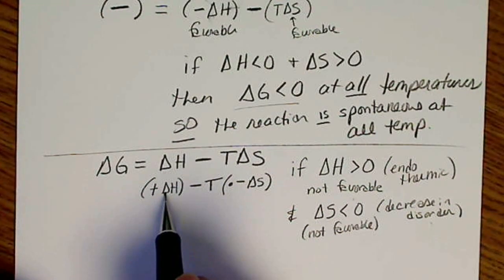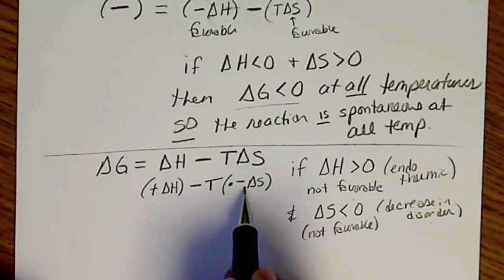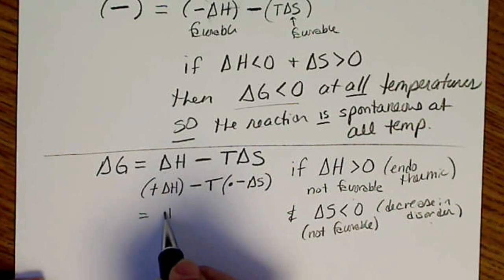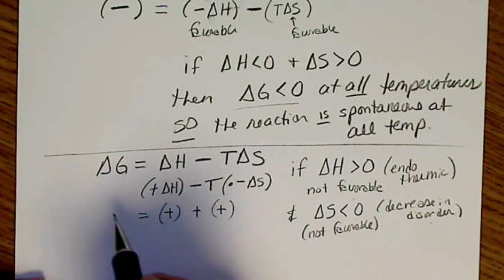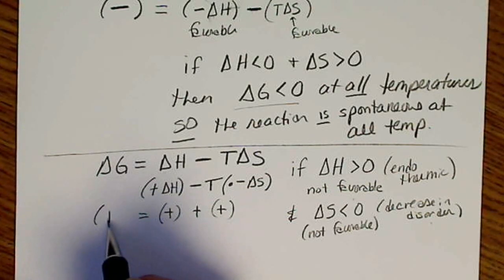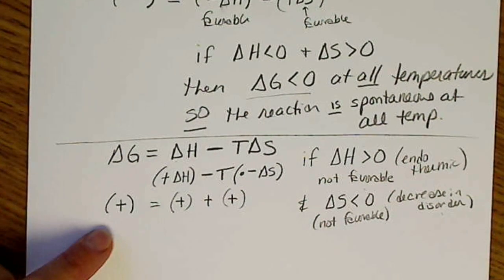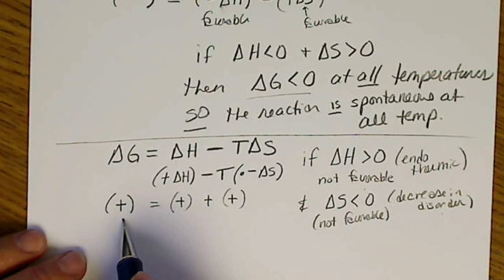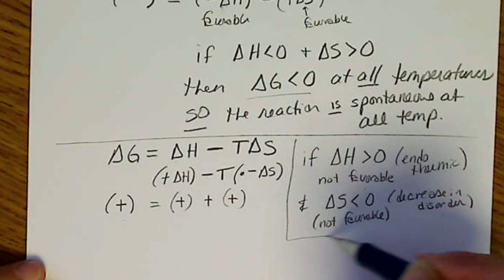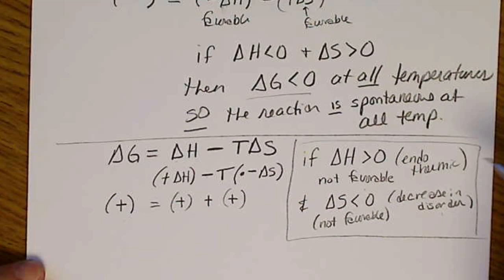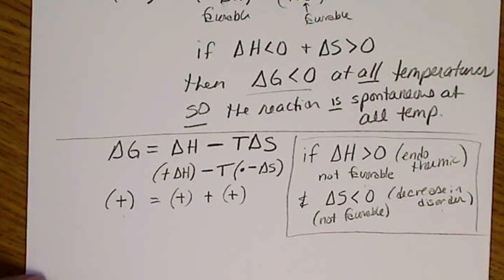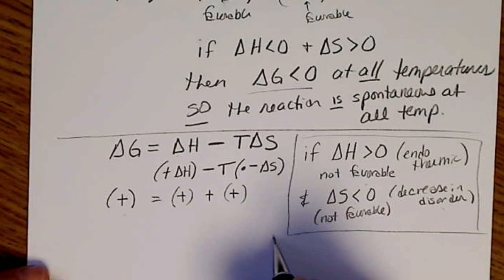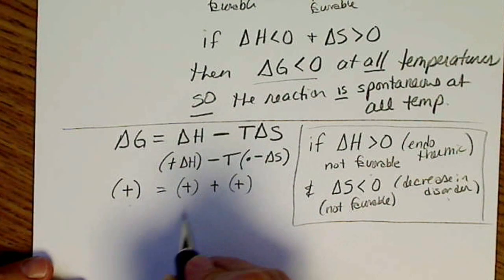So we have a positive minus a negative, or in that case, this turns into a positive plus a positive value. So our sign for delta G would be positive. So a positive delta G means the reaction is not spontaneous. And in this particular case, this was true. Both terms, the energy term and the disorder term, were not favorable. Then this reaction would never be spontaneous.